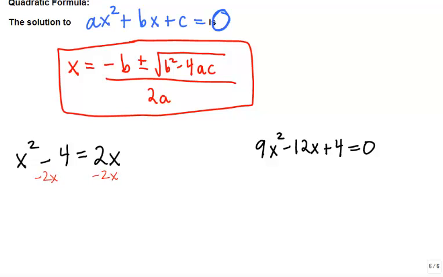Now, it's important, especially if you're going to do the quadratic formula, and even when you're factoring, to put your polynomial in descending order so that you can correctly identify what your middle term is, what your a, your b, and your c are. So when I move this 2x over, make sure that you squeeze it in between the x squared and the 4. So this equation now becomes x squared minus 2x minus 4 equals 0.